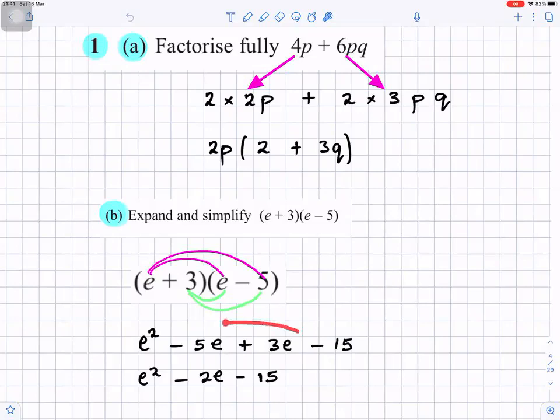In the middle, the like terms have e. So minus 5e plus 3e is minus 2e. So your answer is e squared minus 2e minus 15.